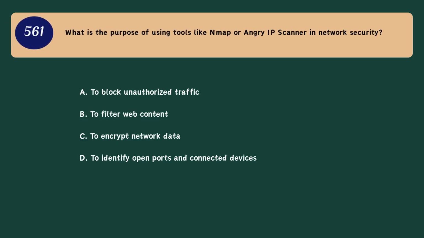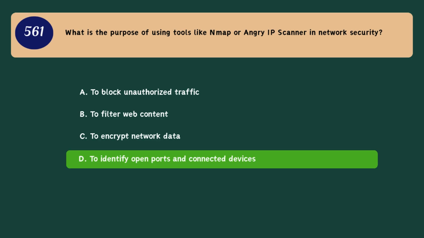Question 561. What is the purpose of using tools like Nmap or Angry IP Scanner in network security? A. To block unauthorized traffic. B. To filter web content. C. To encrypt network data. D. To identify open ports and connected devices.